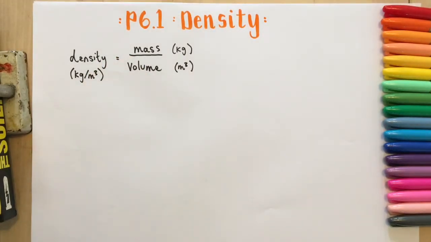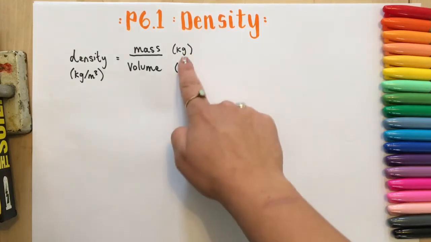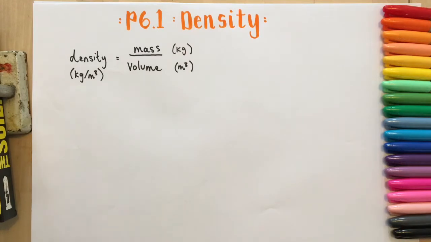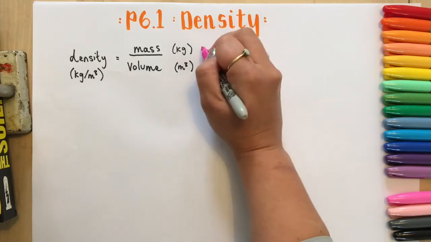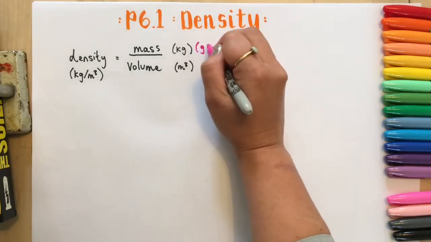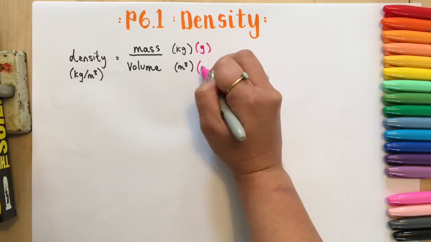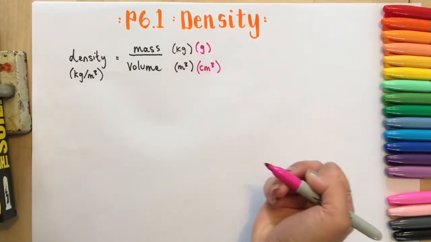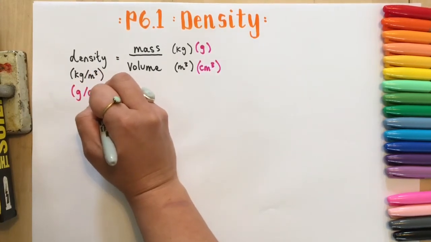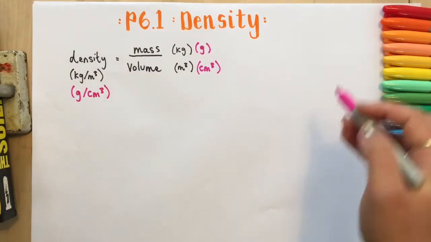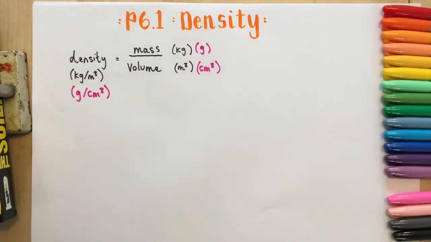Now, sometimes we do measure slightly differently. This is the unit that we use most of the time, and it's the units that we should really use. But sometimes we use mass in grams and volume in centimetres cubed. So therefore we end up with a unit of grams per centimetre cubed. A little bit later on, I'll explain about how we convert our units. So let's just think about this and what we know.